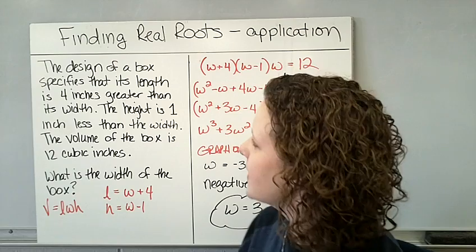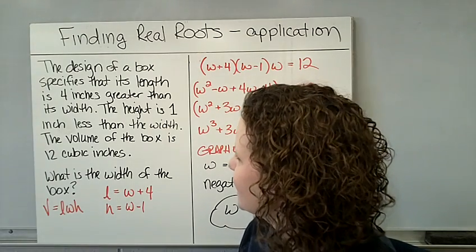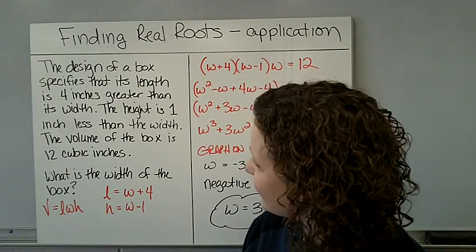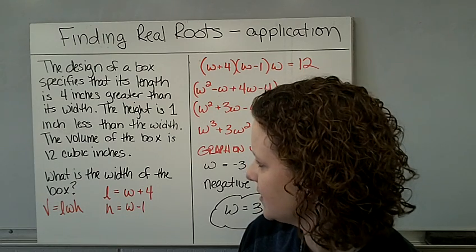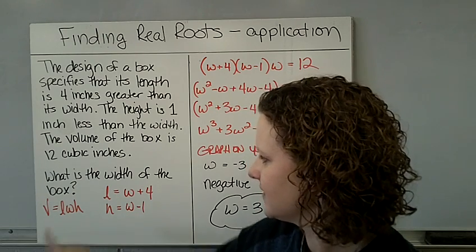First one, the design of a box specifies that its length is 4 inches greater than its width. The height is 1 inch less than the width. The volume of the box is 12 cubic inches. What is the width of the box?